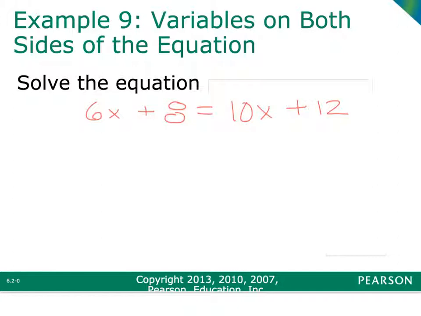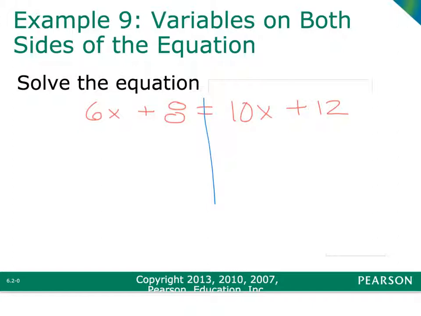Let's look at the next example. 6x plus 8 equals 10x plus 12. Okay, so there are no fractions. That's good. There are no parentheses. That's good. The left-hand side does not have any like terms. The right-hand side does not have any like terms. But you have variables on two sides, so that's a problem.